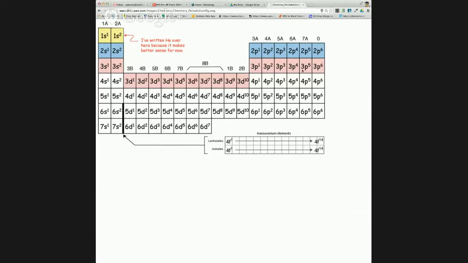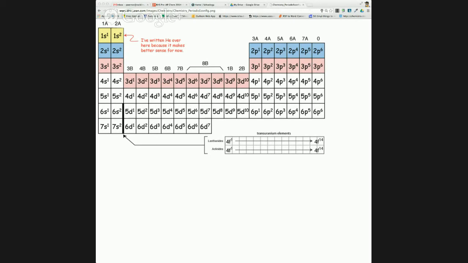Now, if we're going to do the noble gas configuration, you have to use the noble gas from the row above to start off your noble gas configuration. You cannot pick one in the same row. So if I'm asking you to do the noble gas configuration of a noble gas, you have to pick the noble gas from the row above to write it. So what is the noble gas that is in the row above? I believe that is neon.